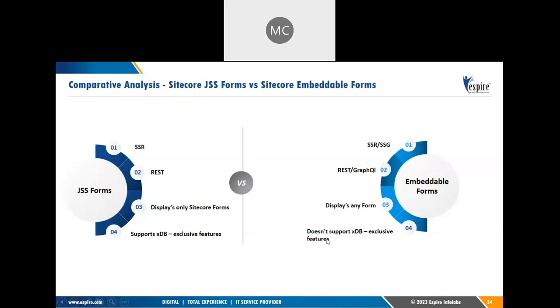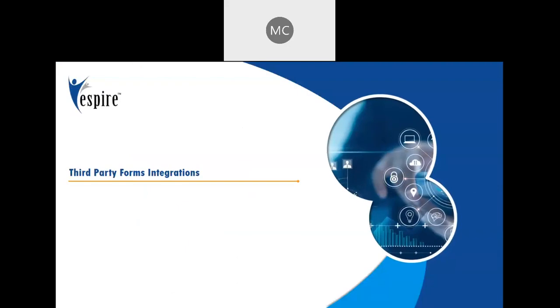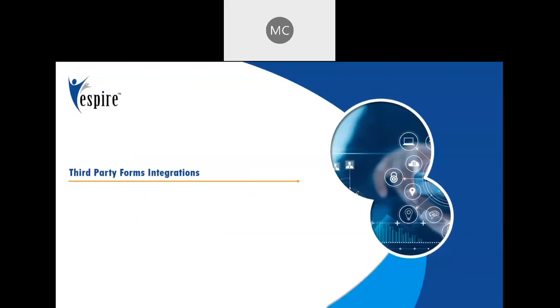JSS forms support XDB exclusive features, and embeddable forms don't support XDB exclusive features. All right, so this is the comparative analysis between JSS forms and Sitecore embeddable forms. Make a wise decision whenever you use the embeddable forms or the JSS forms package. Any questions or queries so far on embeddable forms?